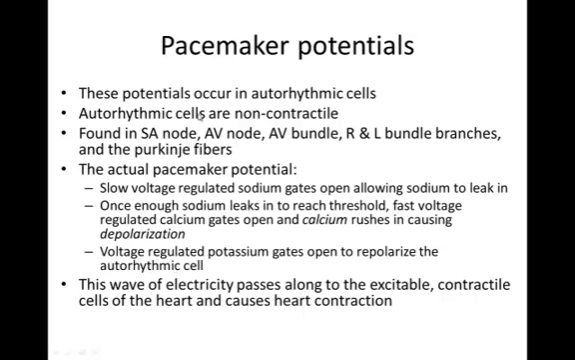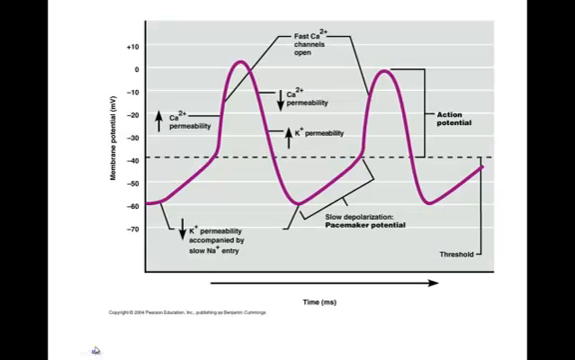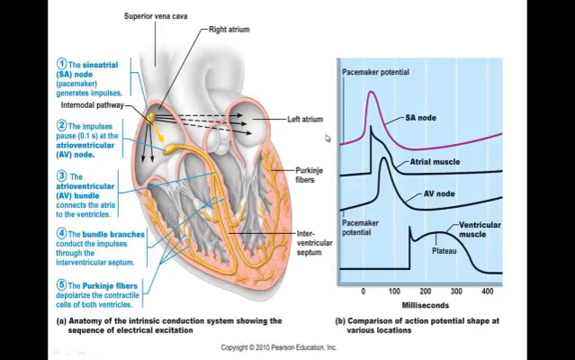These pacemaker potentials are created in autorhythmic cells, and all these autorhythmic cells are found in these regions of the heart: the SA node, the AV node, the AV bundle, the right and left bundle branches, and their Purkinje fibers. SA stands for sinoatrial node. The AV stands for atrioventricular node, and this is the atrioventricular bundle. And that's what we're going to talk about next in the next lecture.